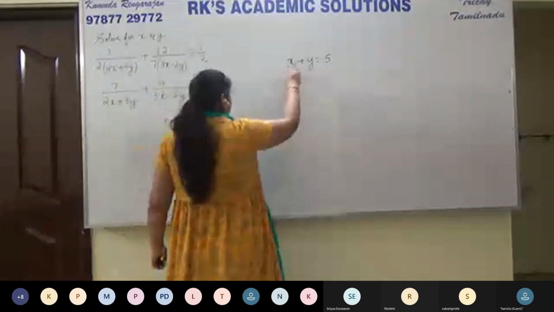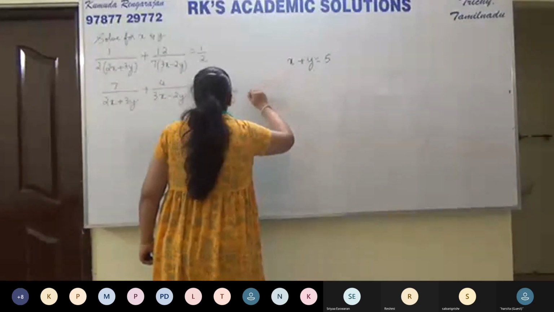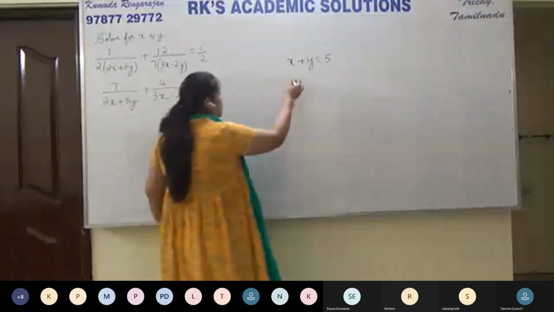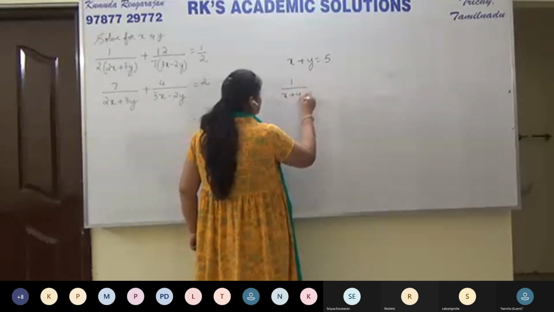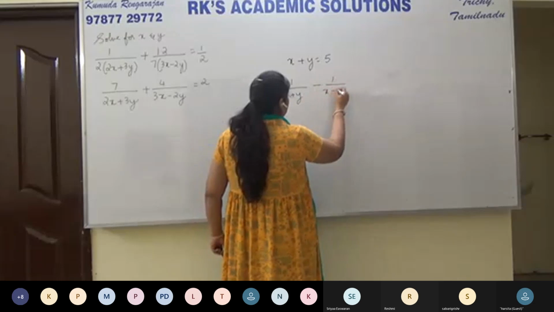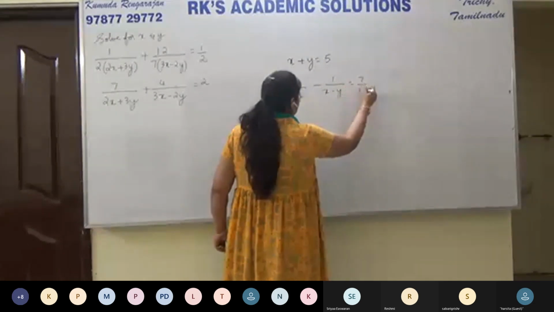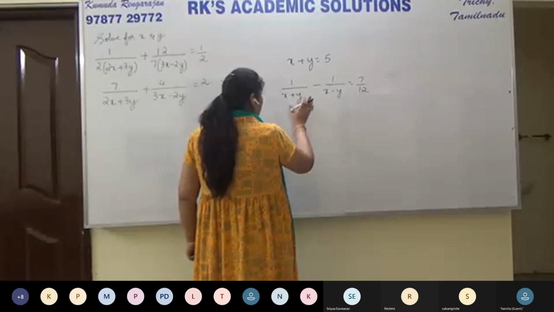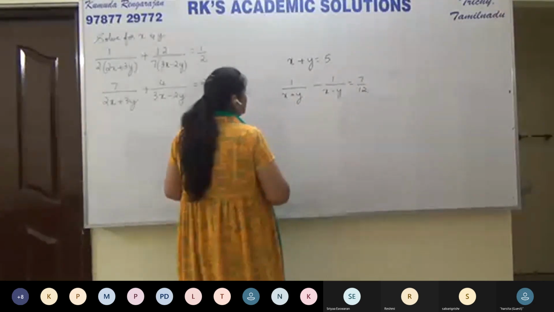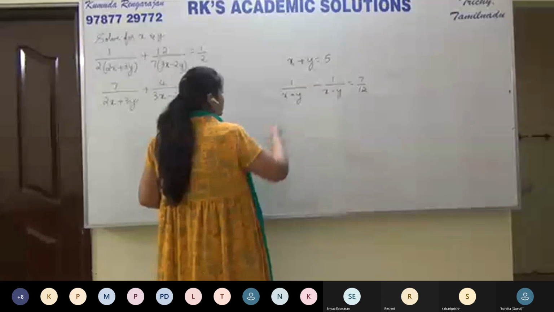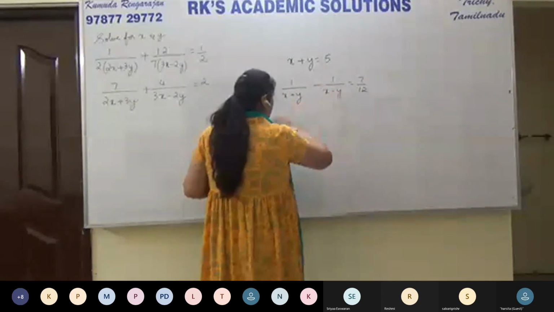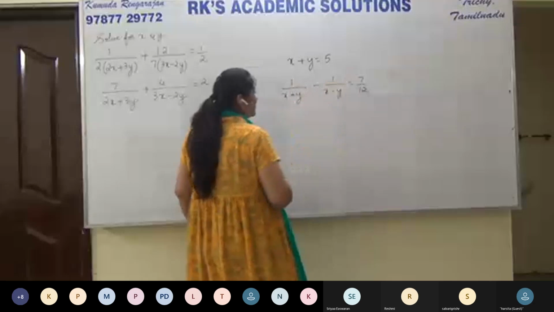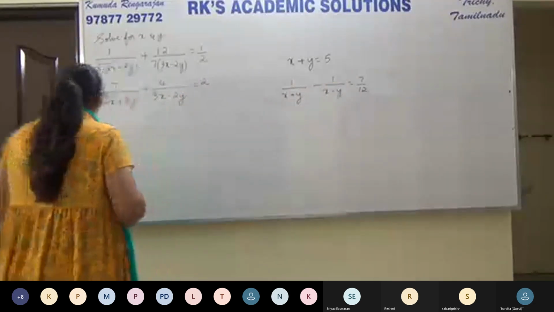That is, the variables x and y must be in the numerator. But look at this. When I write 1 by x plus y minus 1 by x minus y is equal to something like 7 by 12, we see the variables x and y, but this equation is not a linear equation in x and y. You can see x and y in the denominator, and on taking the LCM and all that, you will see that the equation is not linear in x and y.